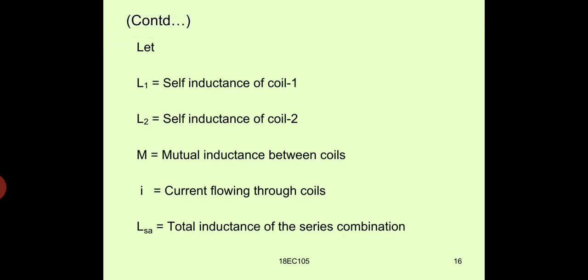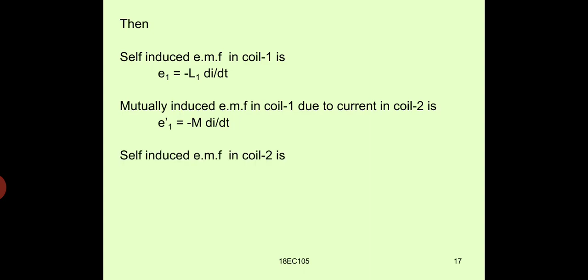Then what happens? Let us see. The self-induced EMF in coil 1 will be E1, and it is expressed as minus L1 di by dt. Then the mutually induced EMF in coil 1 due to current in coil 2 will be E1 dash, equal to minus M into di by dt. So this is the mutually induced EMF in coil 1 due to coil 2, and vice versa we should also consider.